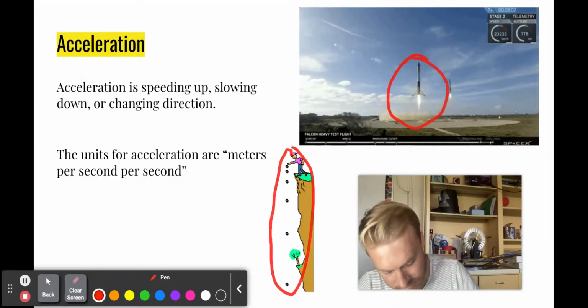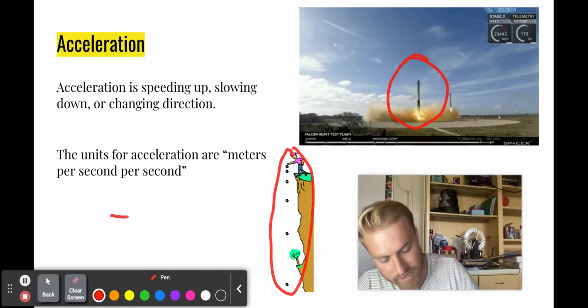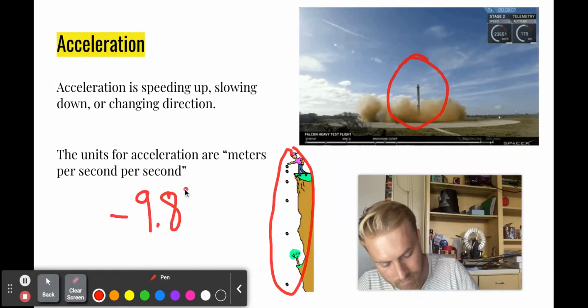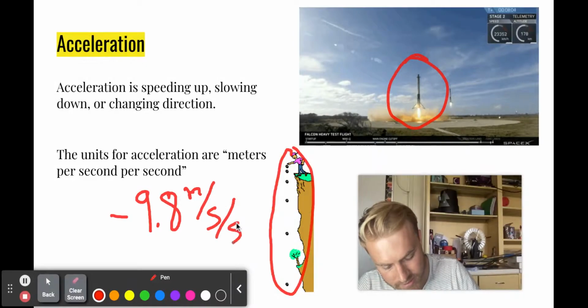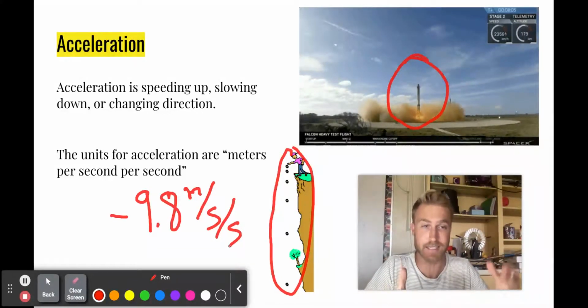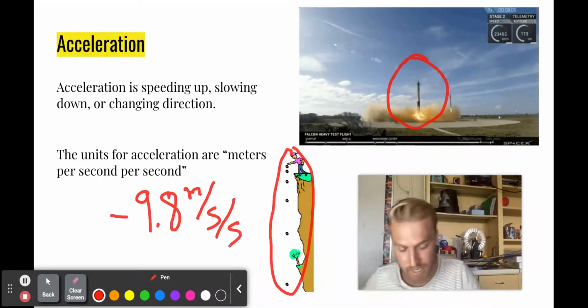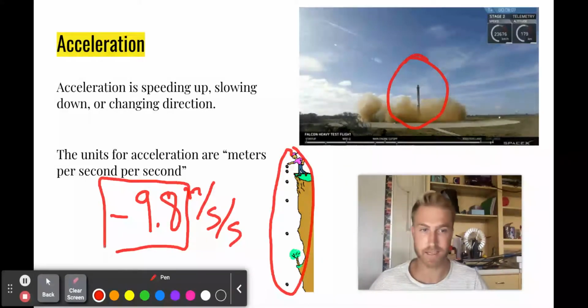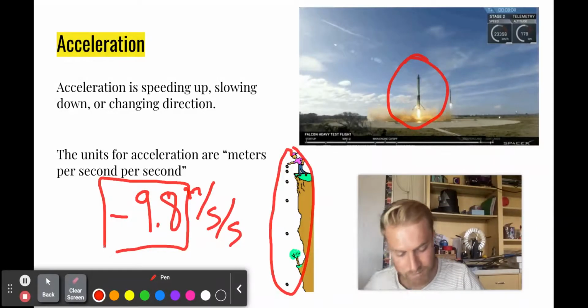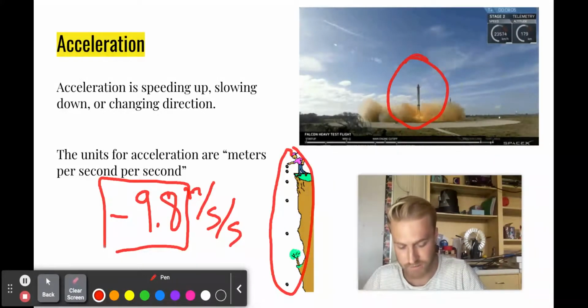This one specifically, objects fall at a rate of negative 9.8 meters per second per second. That's telling us that the velocity is going to be changing. Every second, the velocity is going to be changing by 9.8. So that tells us a little bit about acceleration if you have a changing velocity.